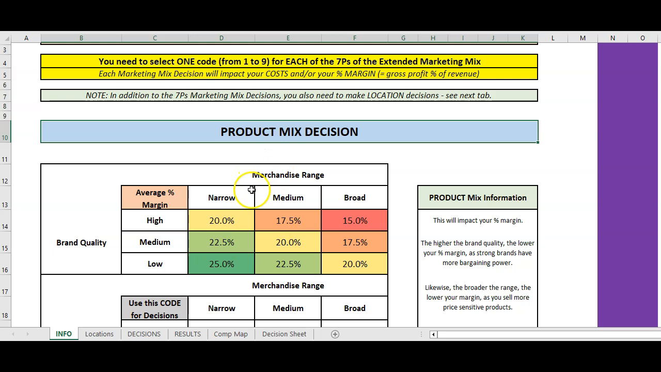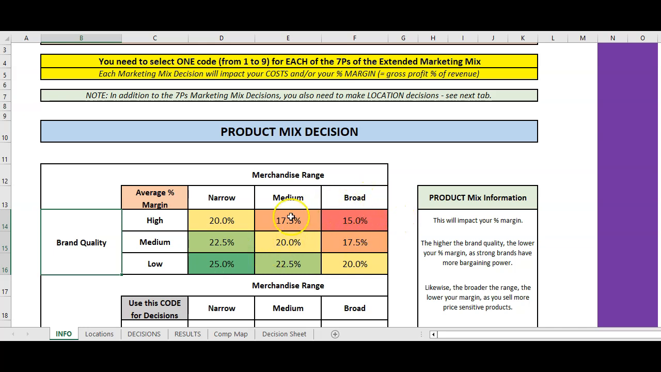So for our product mix, we can have a narrow, medium or broad range of merchandise, so the products that we sell, and our brand quality, not the quality of the store, but the quality of the brands that we sell in the store, can be low, medium or high. That gives us 9 choices. In this case, our decisions impact our margin. This is our profit margin. So for every dollar we sell, we'll keep 15% of it, or 25% of it at most, depending on what product mix decision we make.